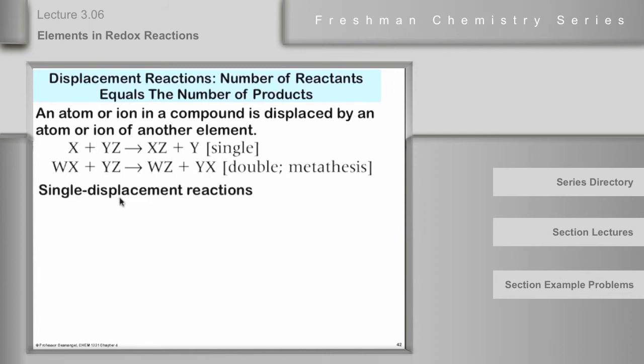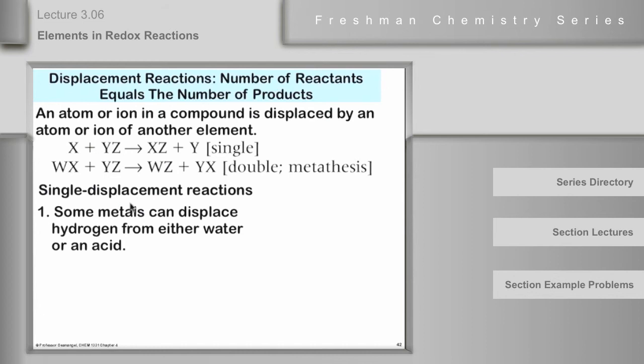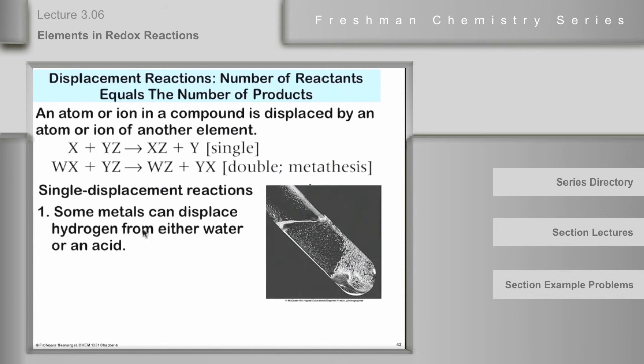Single displacement reactions, some examples. If you put sodium in water, you've probably seen the demonstration where the sodium reacts with water to make hydrogen and sodium hydroxide. And some metals don't react much with water, but they react with acid. If you look at this test tube, the piece of metal that's in there is reacting with acid, hydrochloric acid in this case. The metal is nickel.